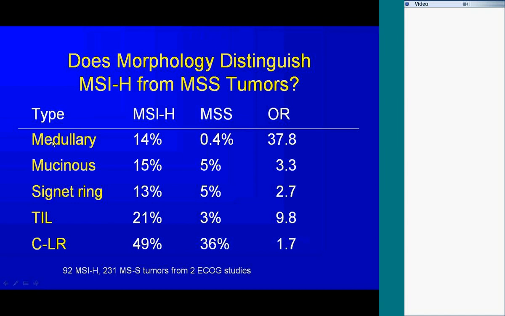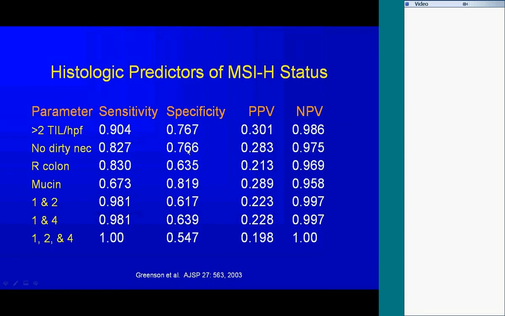But the medullary tumor appearance has a very high odds ratio, very high likelihood of being an MSI-H cancer. If we combine some of these features, as Joel Greenson and his colleagues did in a paper they published several years ago, we get a very high sensitivity and negative predictive value, but specificity is not great.